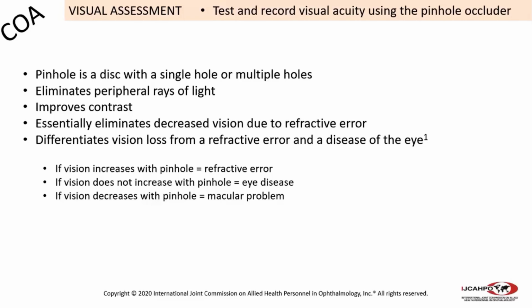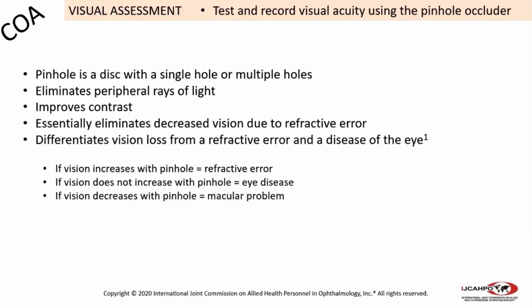A pinhole disc with a single hole or multiple holes can be used in testing and recording visual acuity. The pinhole helps to eliminate peripheral rays of light and improves contrast. It essentially eliminates decreased vision due to refractive error and differentiates vision loss from a refractive error in a disease of the eye. So here are some examples that could happen when you use a pinhole occluder.